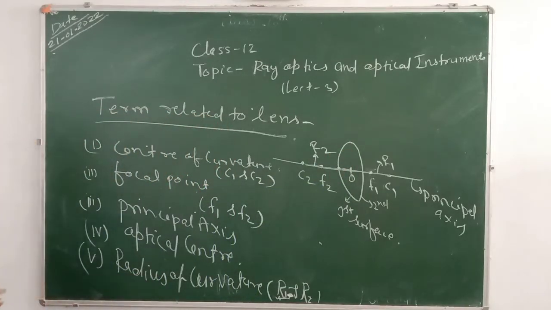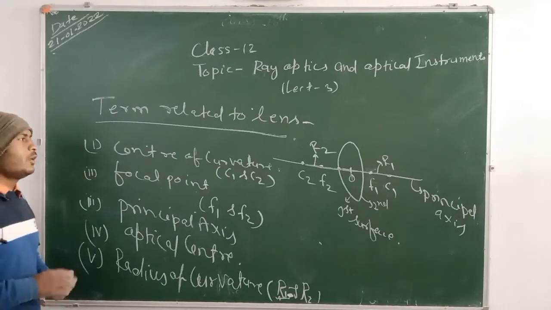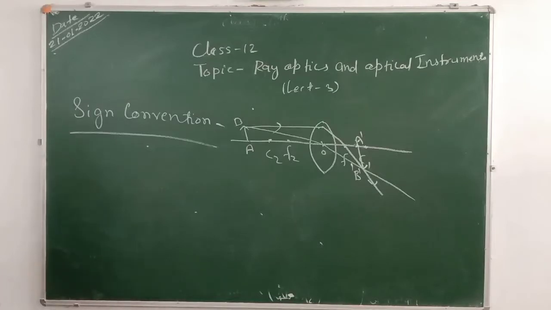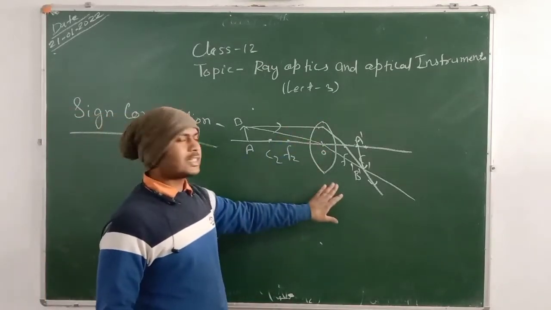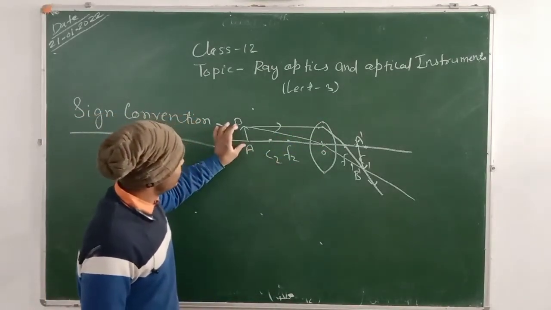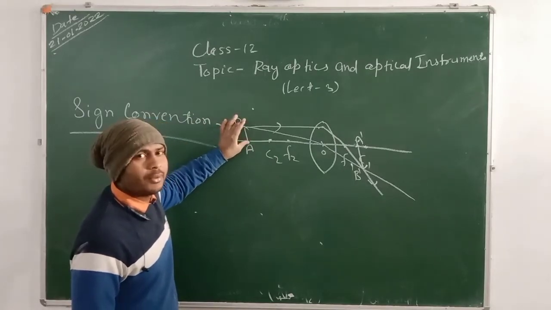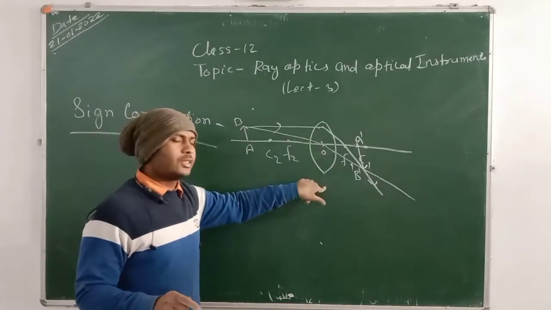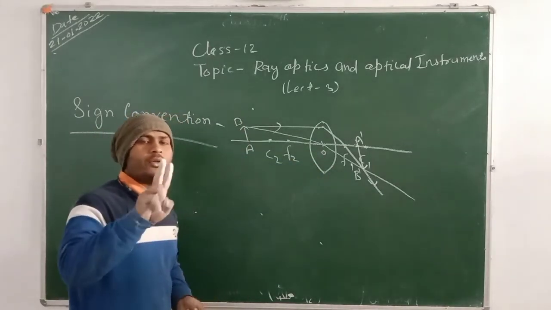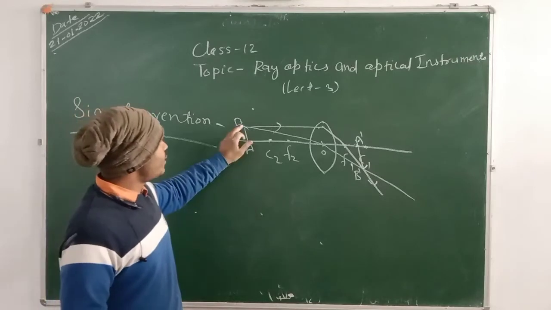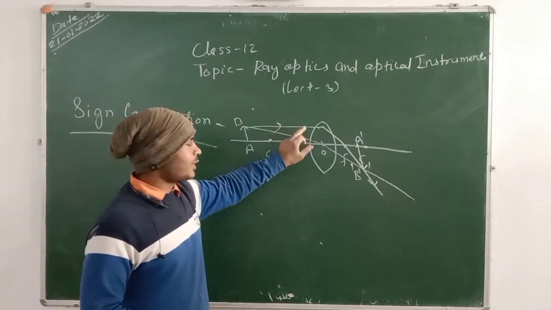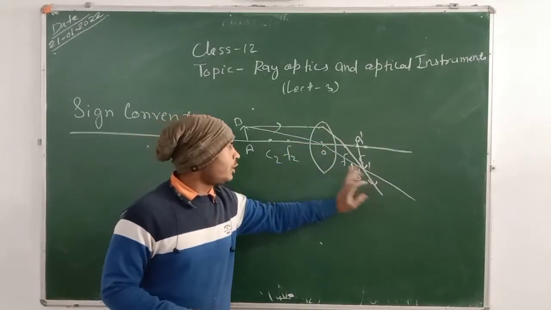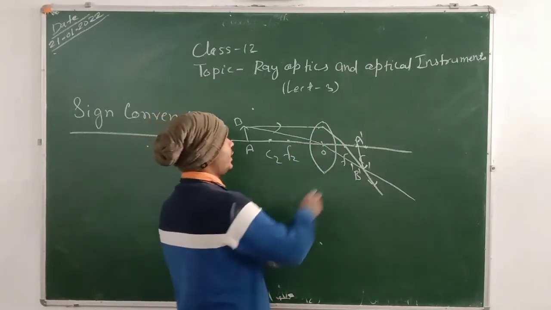After seeing these terms related to the lens, we have to see the sign convention. Let us suppose it is your biconvex lens. An object is kept at point A and it is AB. We have to make the image of this object through this lens. So we need two refracted rays. One incident ray I am sending parallel to the principal axis. After refraction, my dear student, it will pass through the focal point. So it is your refracted ray.